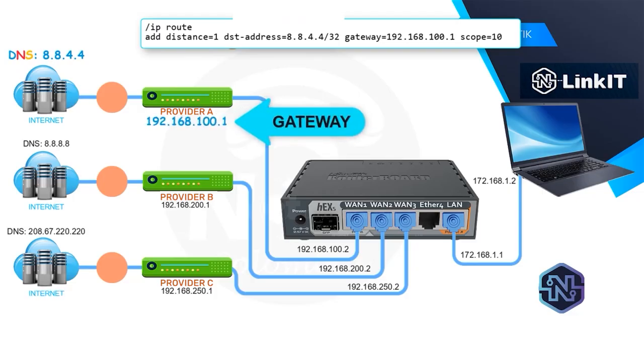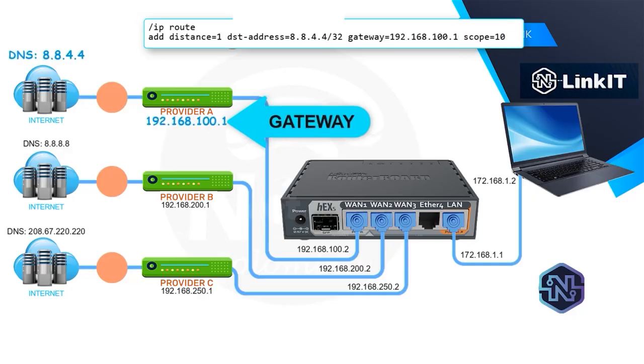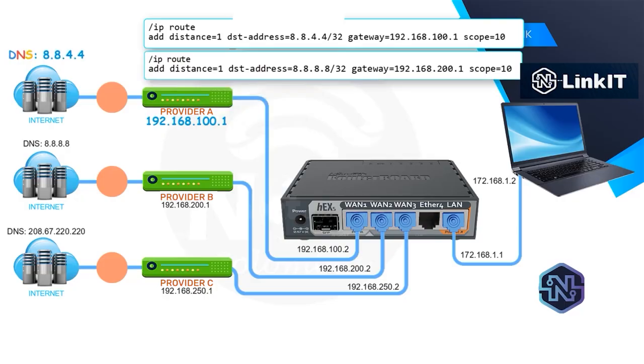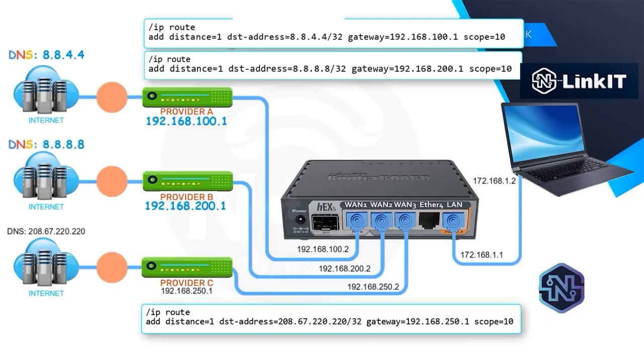through gateway 192.168.100.1 with scope 10. Subsequently, I can create another route specifying DNS 8.8.8.8 as gateway. Although it's true I cannot reach it directly, I can use provider B's IP address as a bridge. The same procedure must be carried out for provider C.